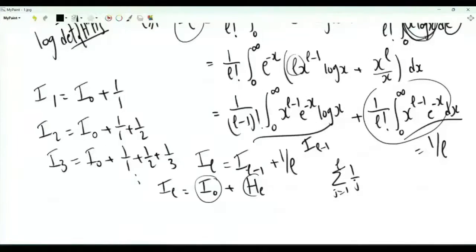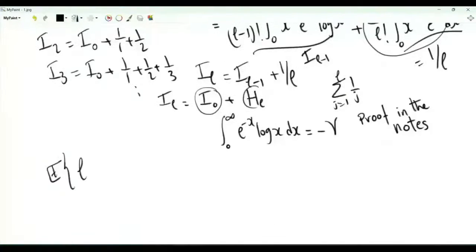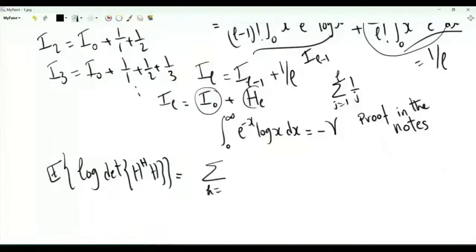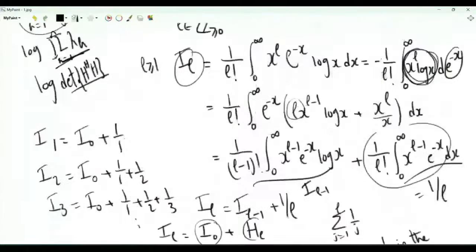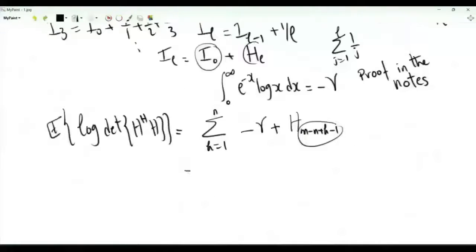To finish this part, we need the integral from 0 to infinity of e to the minus x log x. This integral is equal to minus gamma, the Euler-Mascheroni constant. The expected value of the logarithm of the determinant of H Hermitian H is equal to the summation over k from 1 to n of minus gamma plus H of m minus n plus k minus 1. This is the power we have here. The expected value is equal to minus gamma times n plus the summation over k from 1 to n of the harmonic number H of m minus n plus k minus 1.